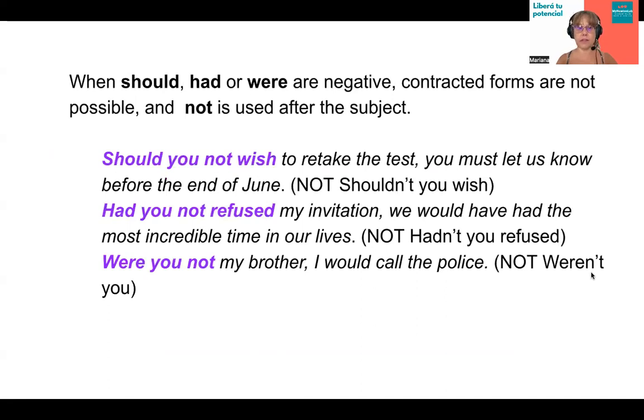Okay, and so here you've got examples, but in the negative. Be careful where you position the not, because as you already know, you always put the negatives in the auxiliary. So the first intention is to say shouldn't, hadn't, or weren't, but no, you need to place the not after the subject, okay? So should you not wish, had you not refused, were you not my brother, and so on and so forth. So these are all important alternatives to if, to conditionals in general, and they are very much used in the language.